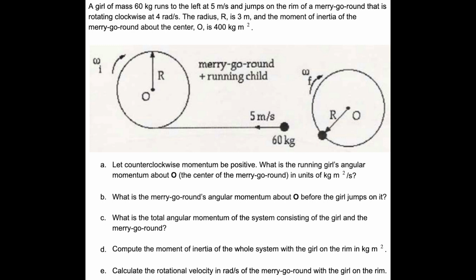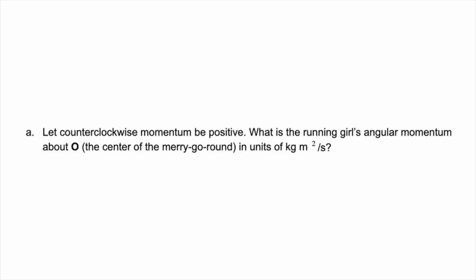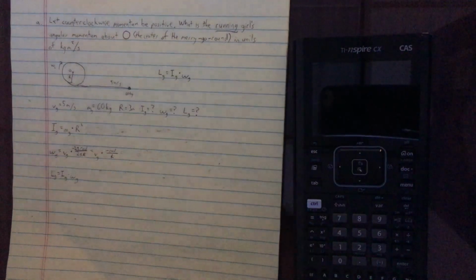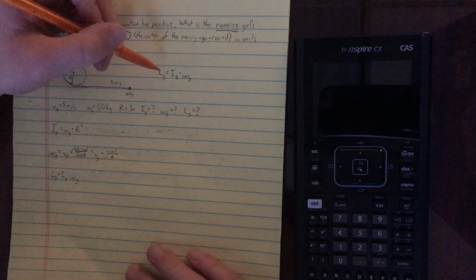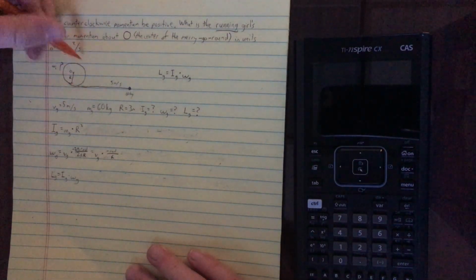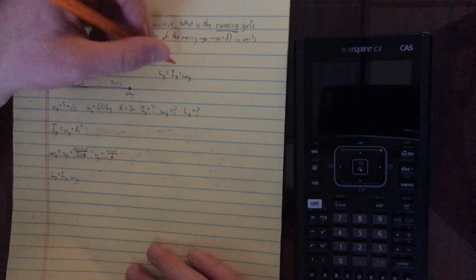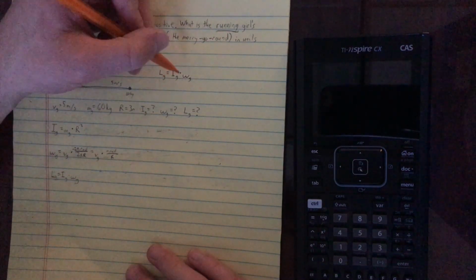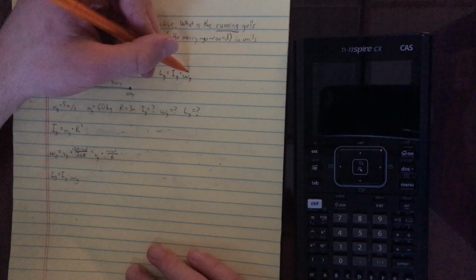part A. Part A says, let counterclockwise momentum be positive, as we mentioned earlier, and then it asks, what is the running girl's angular momentum about O, the center of the merry-go-round, in units of kilogram meters squared per second? So to solve for the girl's angular momentum as she runs around the left side of the merry-go-round, we just multiply her rotational inertia by her rotational velocity.